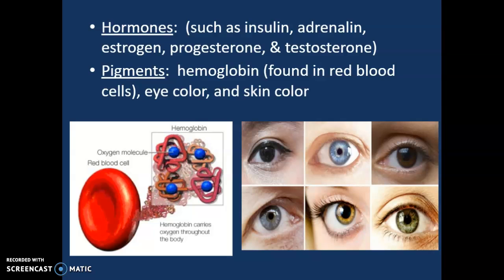Hormones are another example. We have estrogen, progesterone, and testosterone. Pigments, such as hemoglobin, which we can find in red blood cells. Eye color and skin color are also made up of pigments.